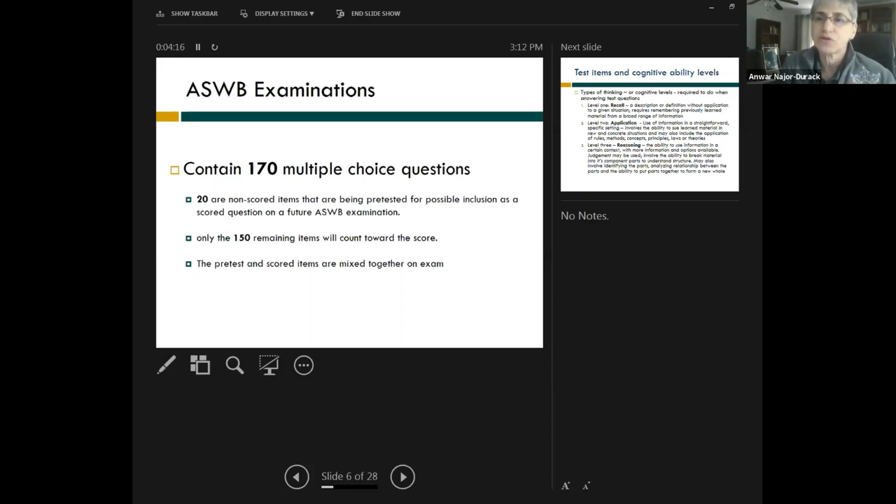If a lot of people don't get them right, they get pulled and then they're reviewed again to determine if they are good questions or not. But even though you answer them, they're not part of your total score. You're only scored on 150 of the items that you take of the 170, but you don't know which ones are the 20 because they're all mixed in together. They do that so that they can test them, obviously.